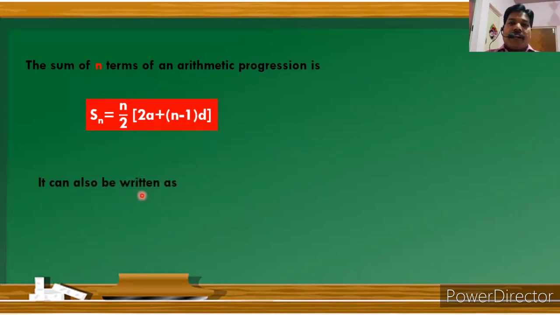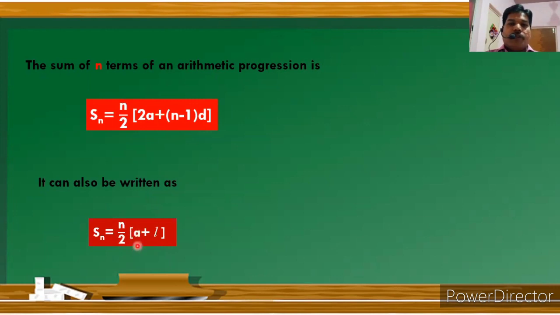It can also be written as Sn is equal to n by 2 into a plus L. Why? Because 2a can be written as a plus a. Then a plus n minus 1 into d will become L, where L is the nth term. So automatically this formula can also be written as n by 2 into a plus L.